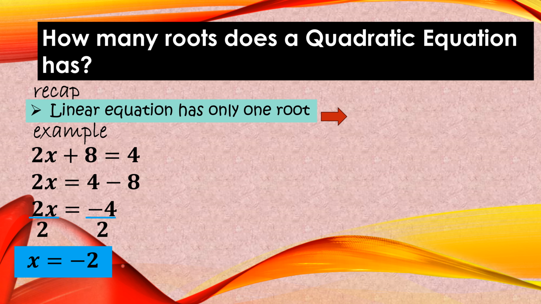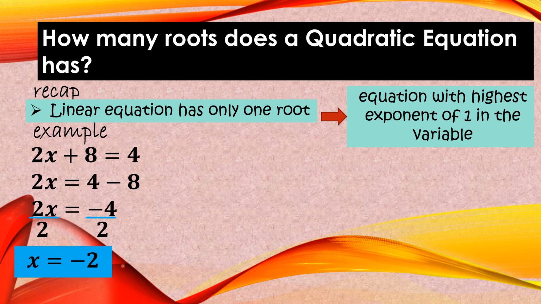And what do you mean by linear equation? It is an equation with a highest exponent of 1 in the variable. As you have seen in 2x plus 8, the x is our variable and it has an exponent of 1. Thus, 2x plus 8 is equal to 4 is said to be a linear equation. And then how do we know if x is equal to negative 2 is really correct?